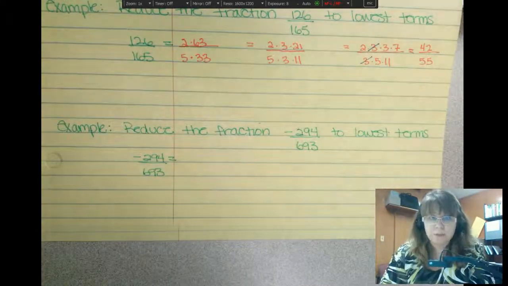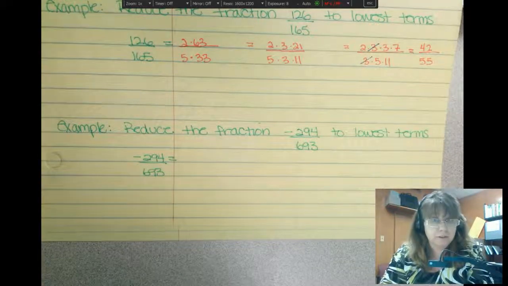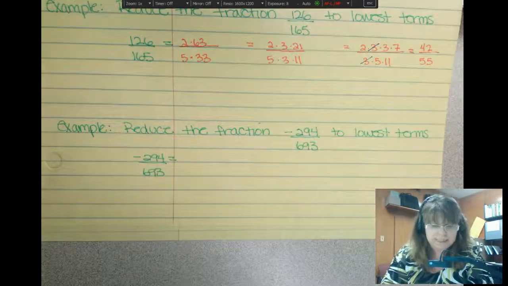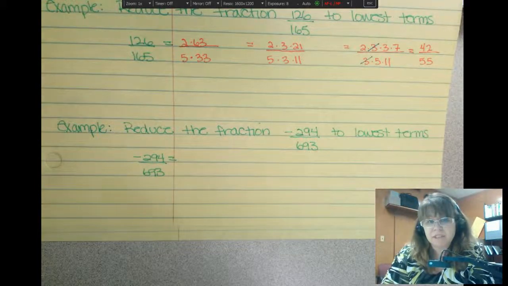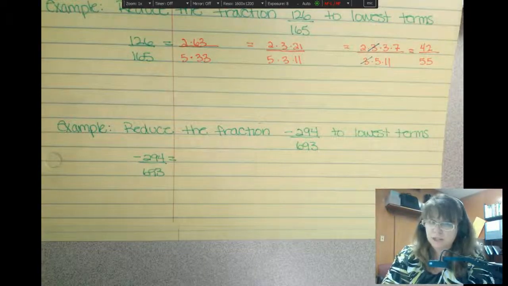Here's another example. Let's reduce the fraction negative 294 over 693. Reduce that to the lowest terms. Go ahead and pause the video and try it yourself, and then once you've tried it, come back and see what my solution is.